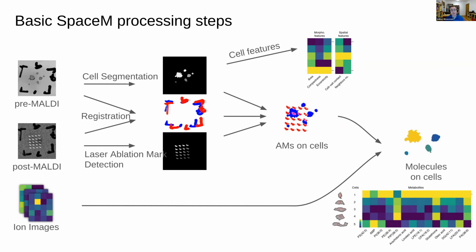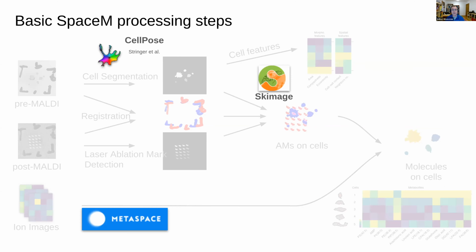What we do is cell segmentation to get the individual cells. We detect the laser ablation marks, and we register before and after, so we can place the laser marks exactly on where the cells were, which we have at this step here. Then we can assign ion images to cells to get the metabolites for each cell. The other thing we do is, as Theo mentioned, morphological analysis on the cells.